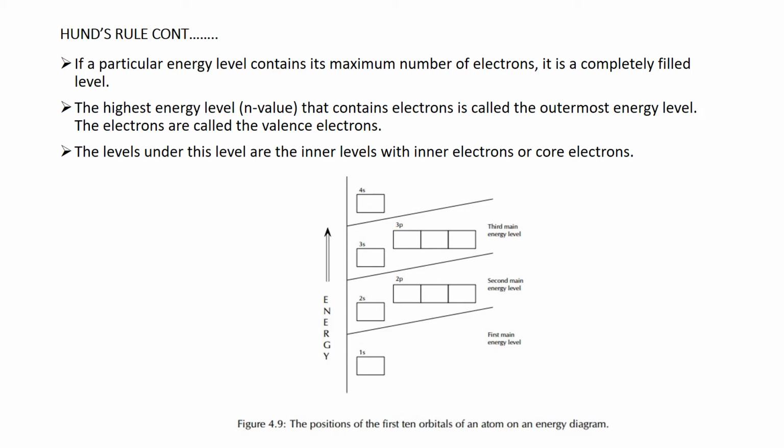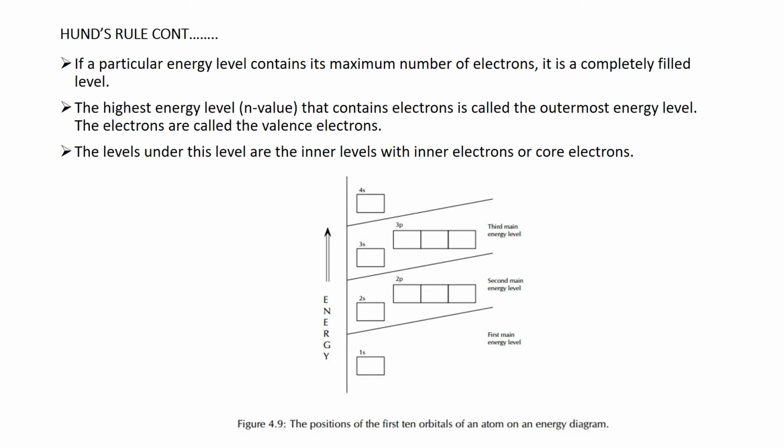If a particular energy level contains its maximum number of electrons, it is a completely filled level. The highest energy level that contains electrons is called the outermost energy level. The electrons are called the valence electrons. So the electrons in the highest energy levels are your valence electrons. The levels under this level are the inner levels with inner electrons or core electrons.